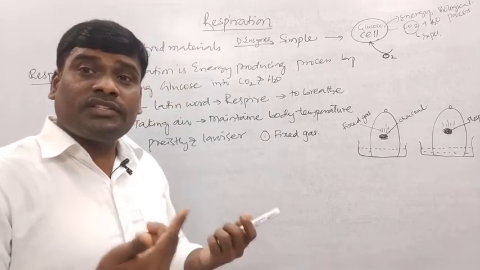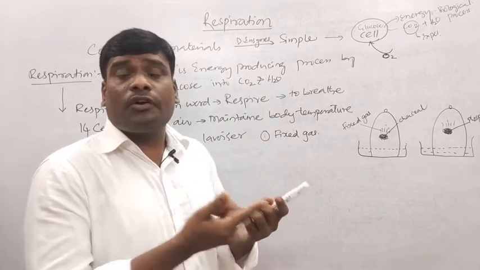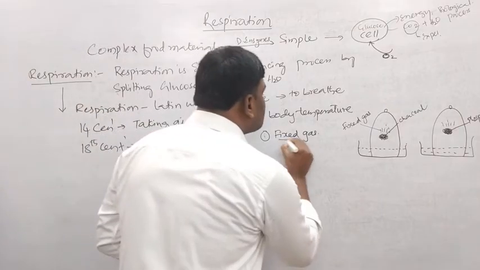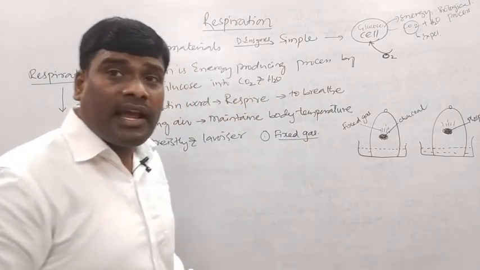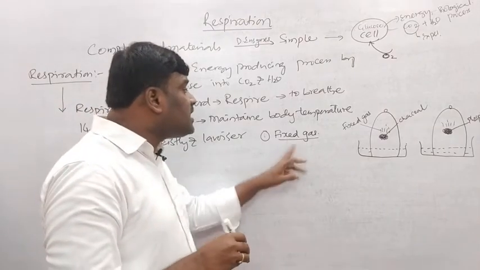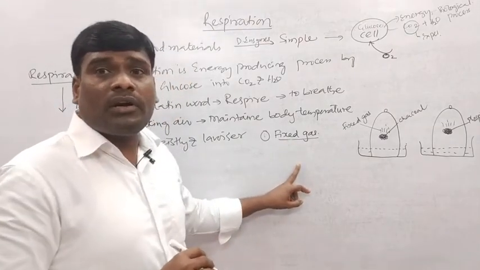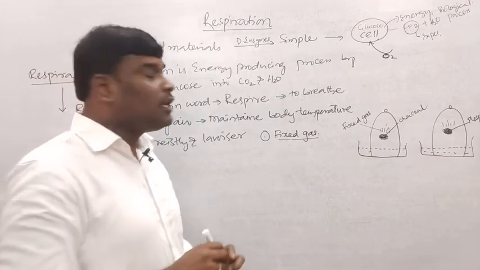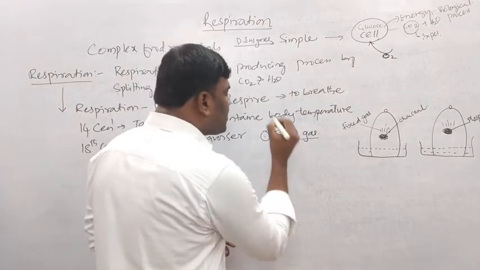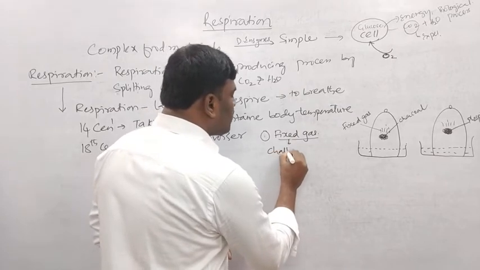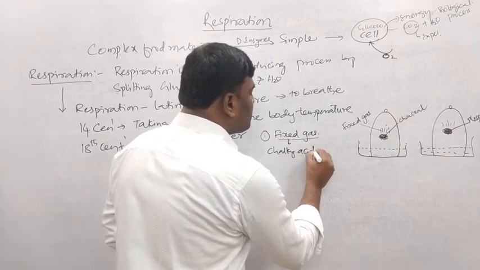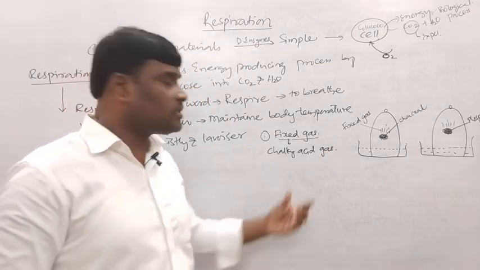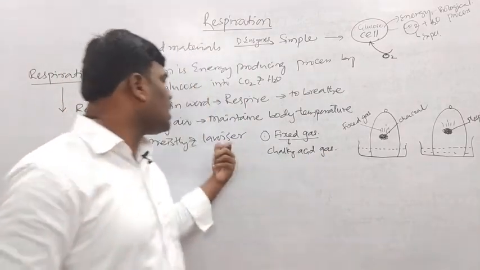But in those days they did not name this gas carbon dioxide. They just used to call it a fixed gas. Got the point? And when this fixed gas is sent into lime water, the lime water turns milky, so he called this fixed gas a chalky acid gas.